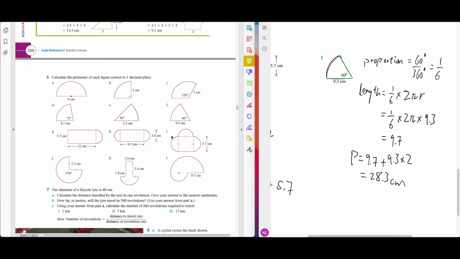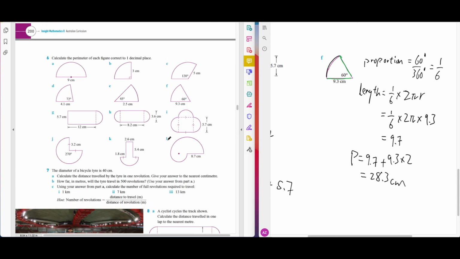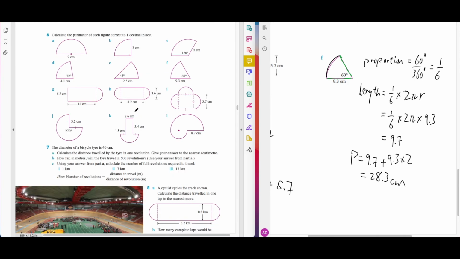Alright, so I've covered some of these examples. So please do take your time when doing question 6, as these questions can get a little bit tricky.